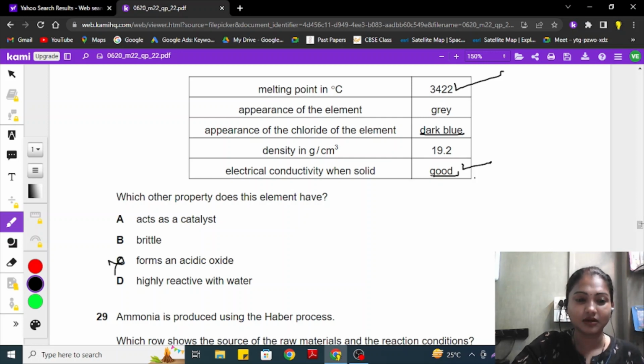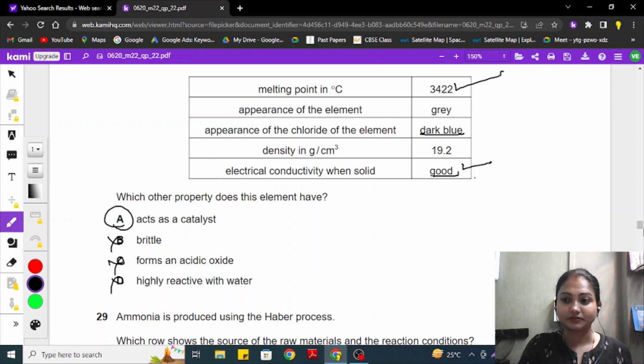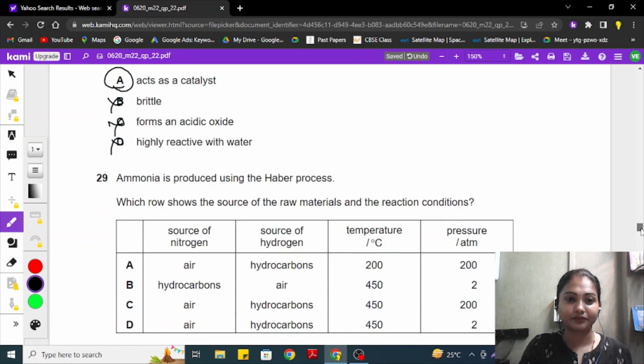No, it's a metal. It's going to form a basic oxide. It is a metal, so it is not brittle, it's going to be hard. Highly reactive metal? No, this is not going to be highly reactive. Therefore it's going to act as a catalyst. The first option is correct, A.